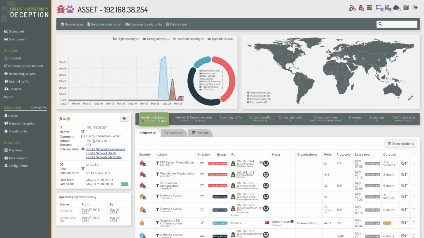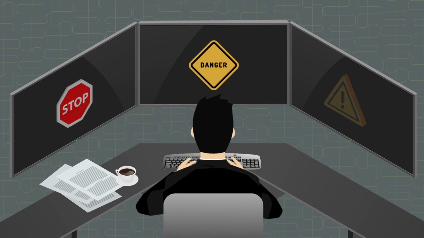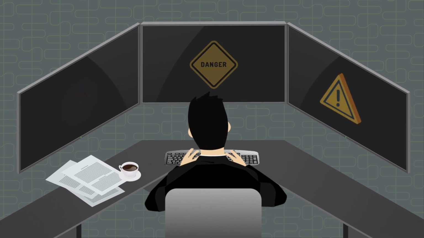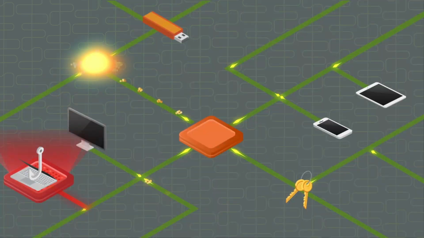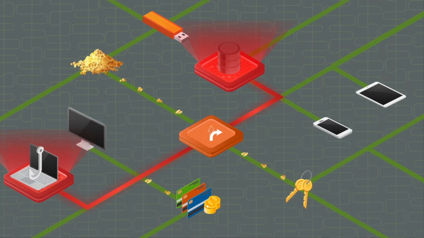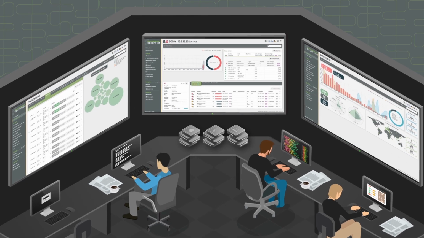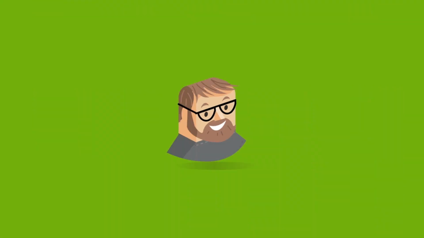Detects deception interactions across your network, endpoint, application, and data layers, and delivers high-fidelity alerts to security analysts for further investigation, and determines which systems were compromised and what data is most at risk of being stolen to help your security team respond faster. Now that's a job well done.